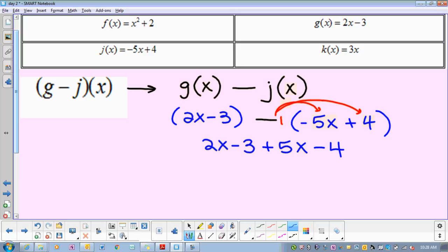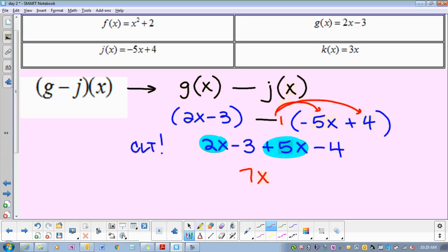Now look at this. Are we done? No, right? What else can we do? Combine like terms. Okay? So I can combine 2x and 5x. What's 2x plus 5x? 7x. 7x, thank you. And then what happens when you combine the numbers?